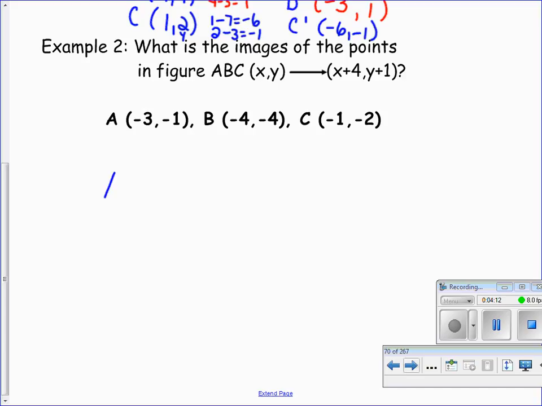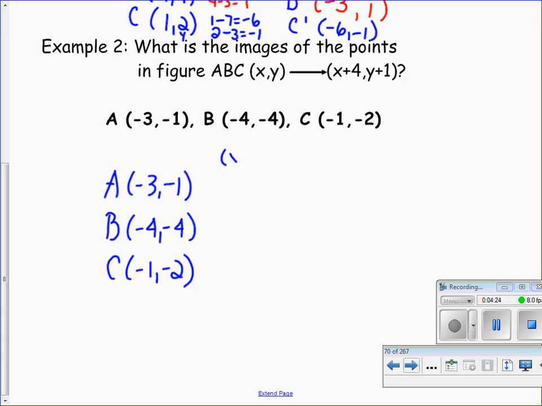So let's take a look at the next one. Again, I have A as (-3, -1), B is (-4, -4), and C is (-1, -2). And the mapping is telling me I'm going to do (x + 4, y + 1). So for x, I am moving to the right 4 units. And for the y, I am going up 1. So let us see, what are A prime, B prime, C prime going to be?